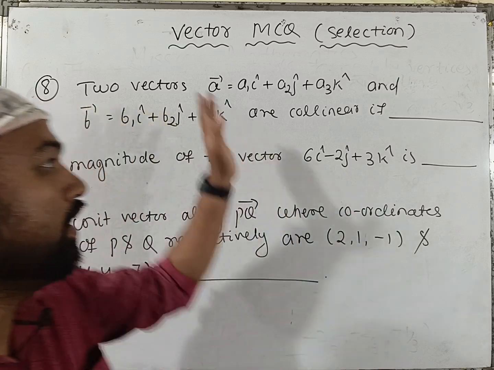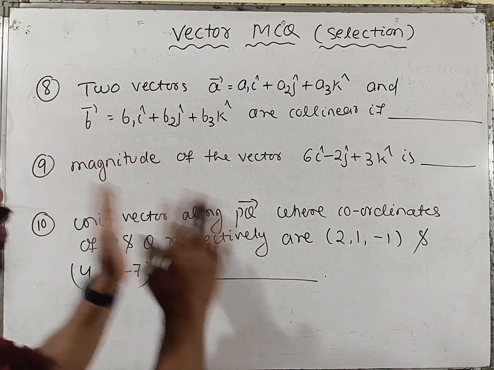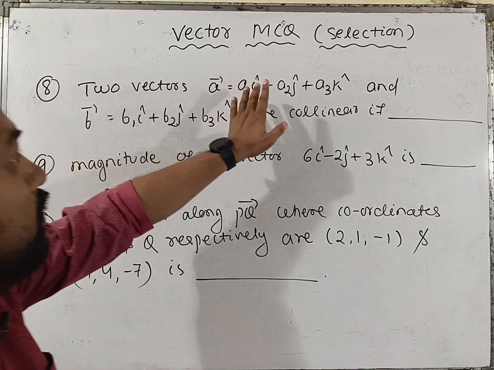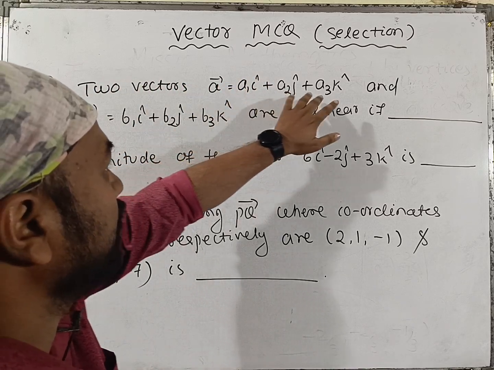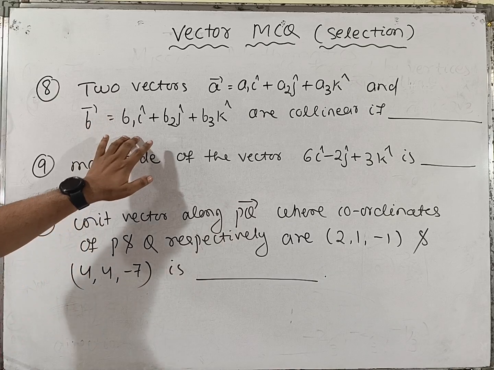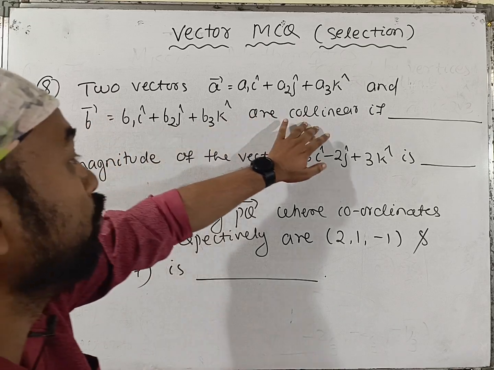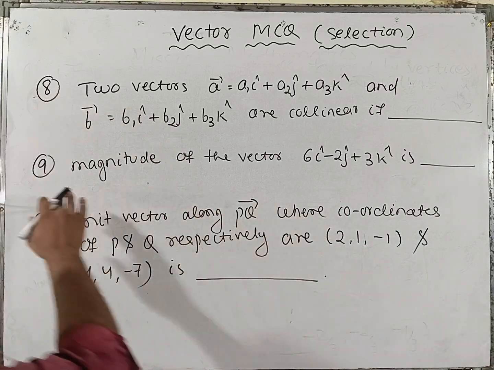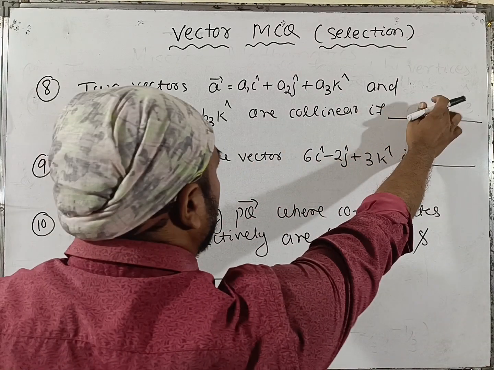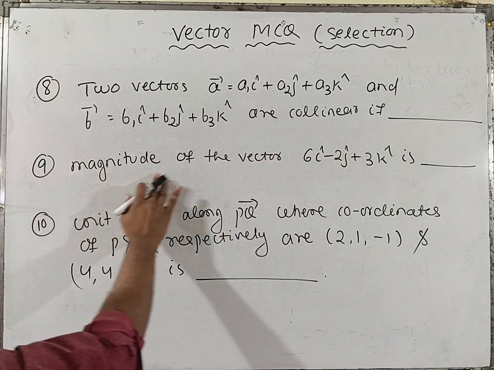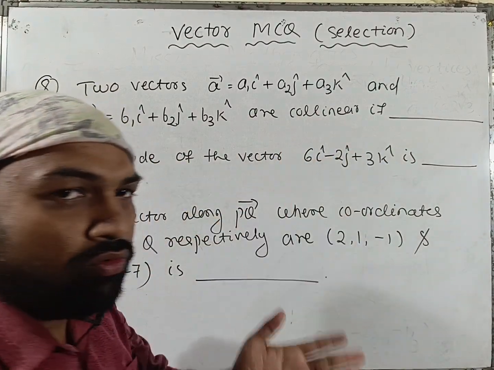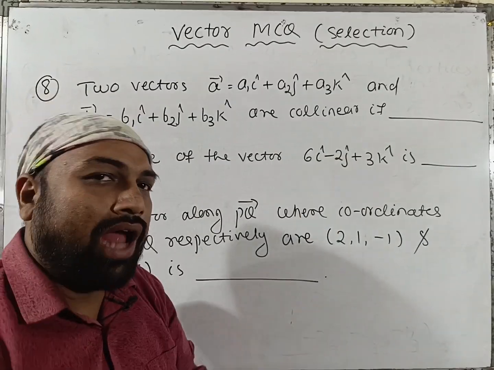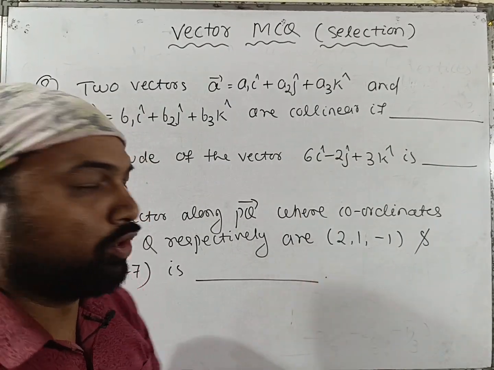Here are question numbers 8, 9 and 10, and these are the homework for you. Let us go through the questions. Two vectors, A vector given by A1 i cap plus A2 j cap plus A3 k cap and B vector equal to B1 i cap plus B2 j cap plus B3 k cap, are collinear if. So what is the condition? They must be collinear with each other. Then question number 9. Here you have to write down the condition such that they are collinear. The vector A is given to you and you just have to find out its magnitude. Very simple, very easy problem. Just find out the answer and send the answer in the comment box.